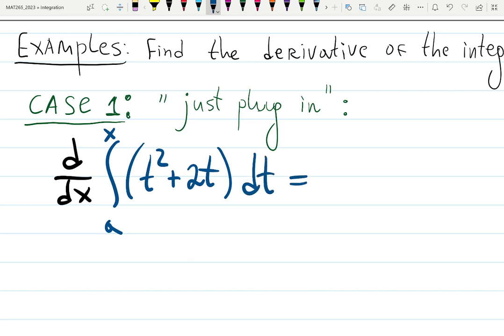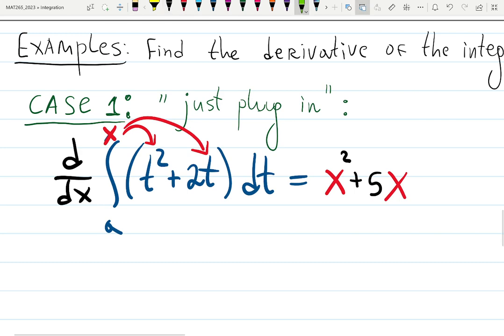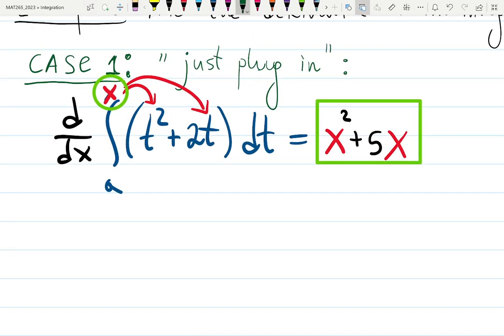What you do is you take this variable x and put it everywhere you see t. And the answer becomes x squared plus 5x. That only works if x is standing by itself and there's no trouble with this x. And I will tell you what kind of trouble there can be. That's the easy case. You will not have the easy case on the test, unfortunately. We always have to put at least one problem.